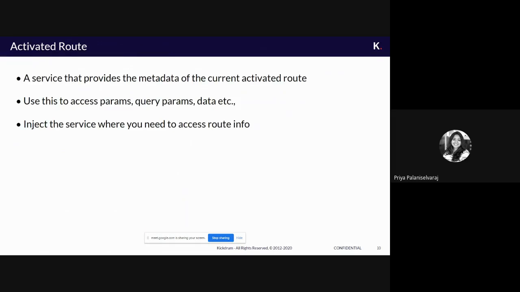Yeah. So next thing is ActivatedRoute. ActivatedRoute is a service that provides the metadata of the current active route, and it helps to get the params, query params, and other data of the current route. Wherever you want the service, you just inject it in that component, and you can get all the details about the route.